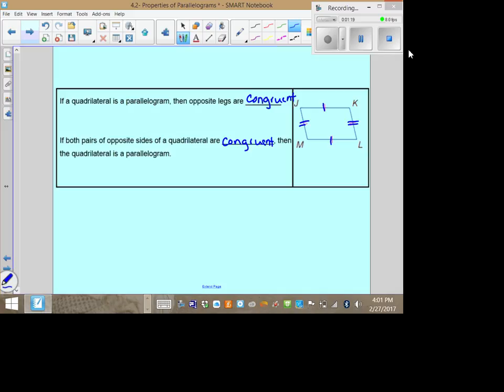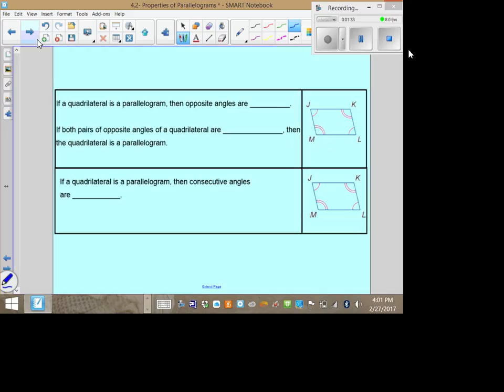So if a quadrilateral is a parallelogram, then opposite legs are congruent. And if both pairs of opposite sides of a quadrilateral are congruent, then the quadrilateral is a parallelogram. So the converse is true. Also note, still on parallelograms, that if a quadrilateral is a parallelogram, then opposite angles are congruent. And that if both pairs of opposite angles of a quadrilateral are congruent, then the quadrilateral is a parallelogram.